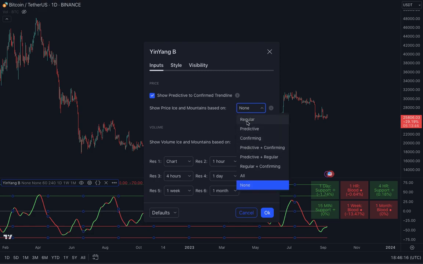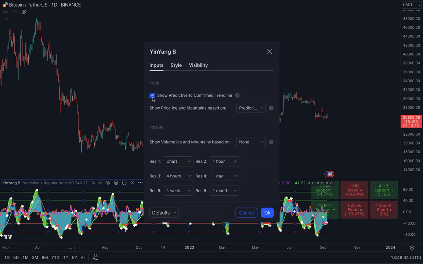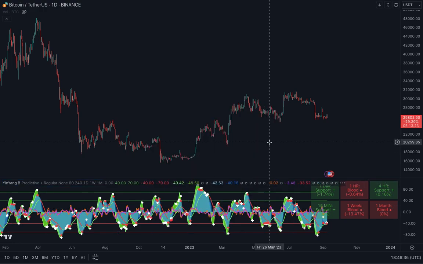First off, before we do, you have your regular, your predictive, and your confirming, and then you can select a combination of any and all in between. I personally recommend doing predictive plus regular, so they overlay on top of each other a bit. Now let's just turn off the trend line for two seconds, just so we can discuss it as a whole.